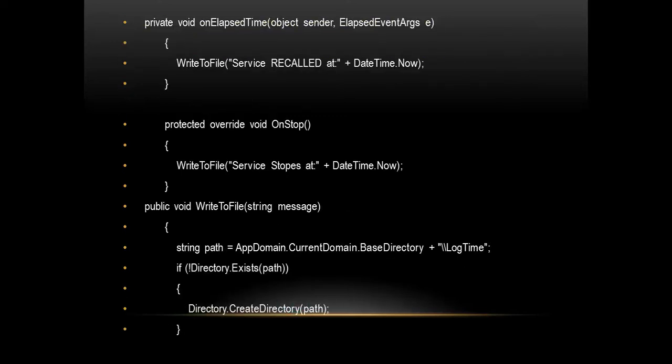Now on elapsed time I will also be calling the service with the recalled time, that is, whenever the timer next starts, it will call the WriteToFile method. For example, I am calling this WriteToFile method every 1 second. After 1 second it will come to this OnElapsedTime and again recall the WriteToFile method. That's what is written here. And on stop of this timer I will register the service stop time here.